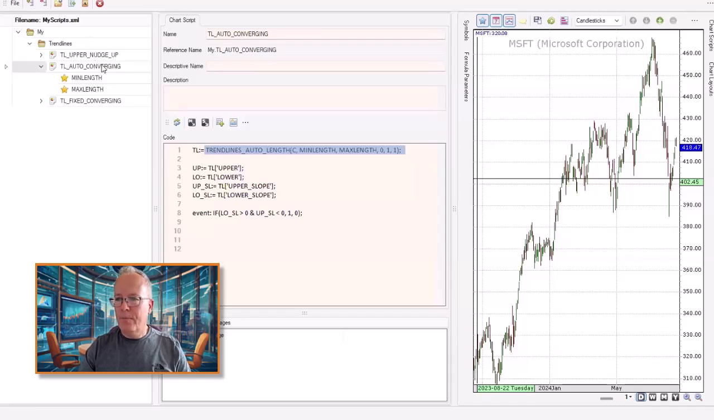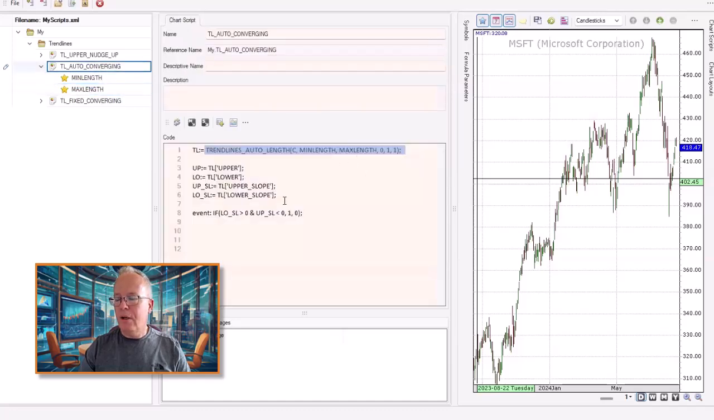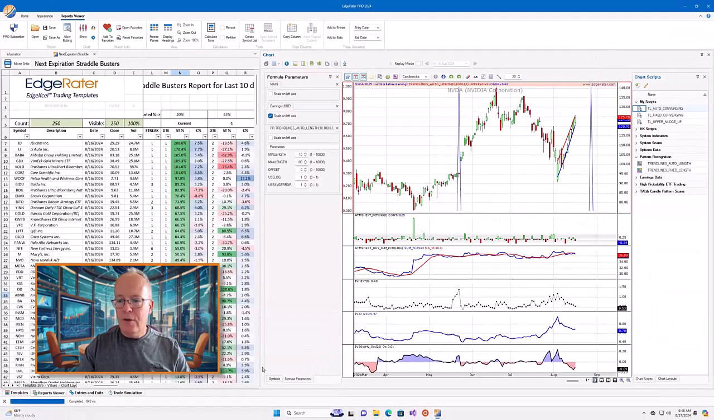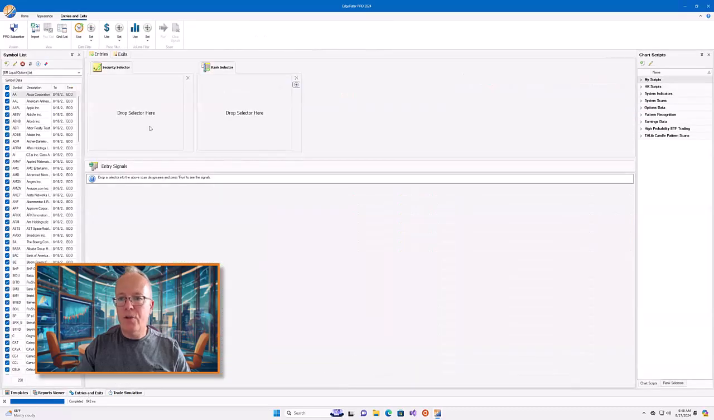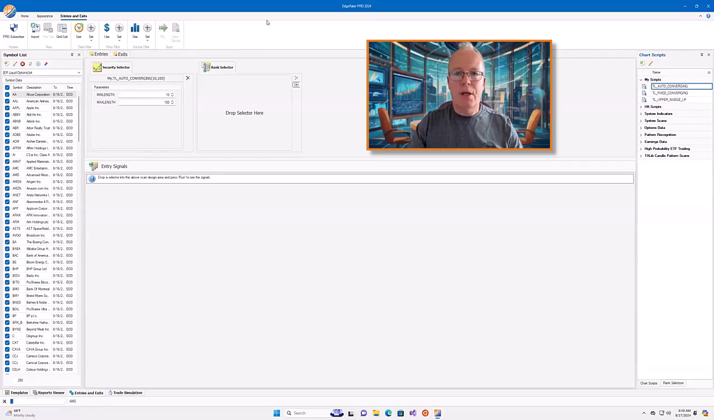So you can copy that. I've got my min length default set to 10, my max length set to 100. Very, very simple for you to copy that and put it in your own scripts. All of these sorts of things will eventually make their way into system scripts, but for now, it is not. Okay, so what do I do with something like that? It's generating an event. So if I've got a script that's generating an event, I know that I can go to my entries and exits, and I can find my script over here, which is auto converging 10, 100, and just run this on my liquid options.